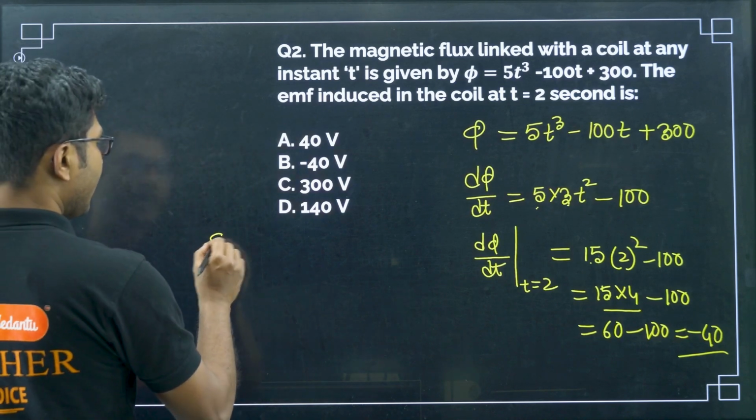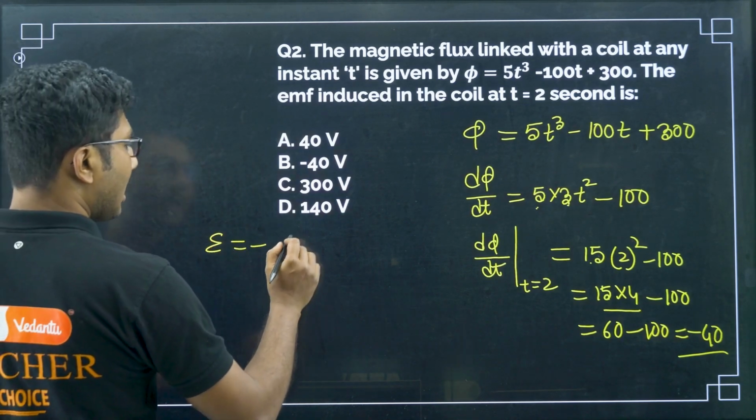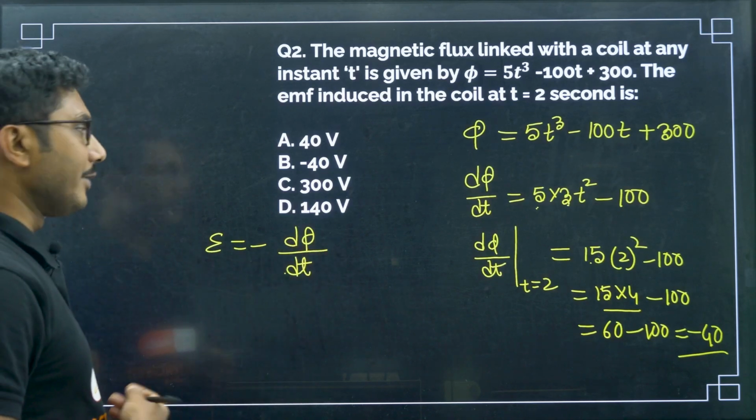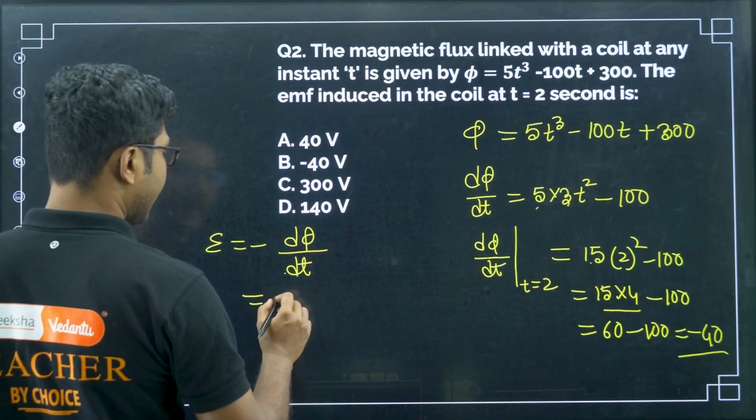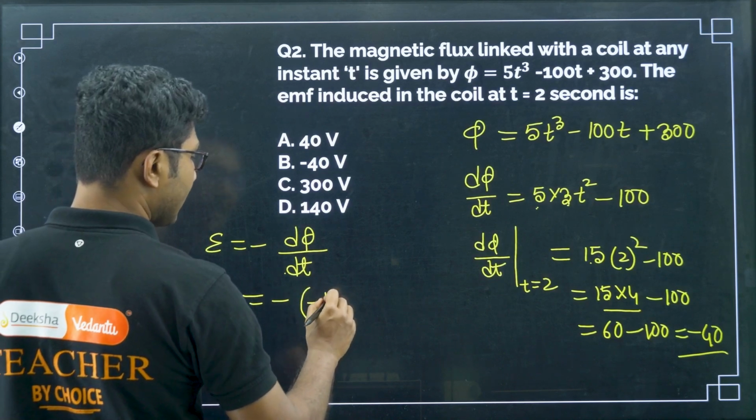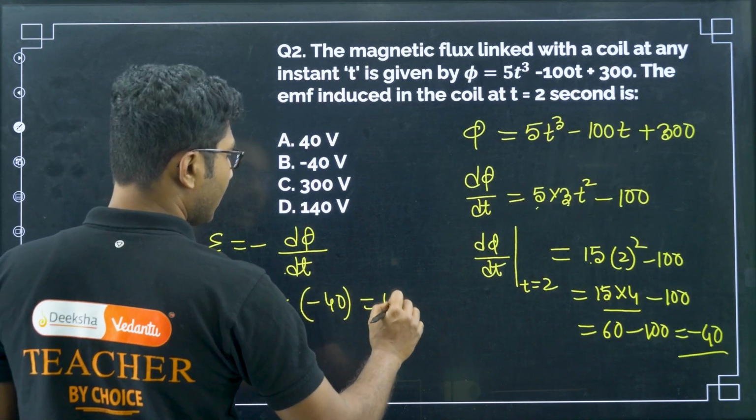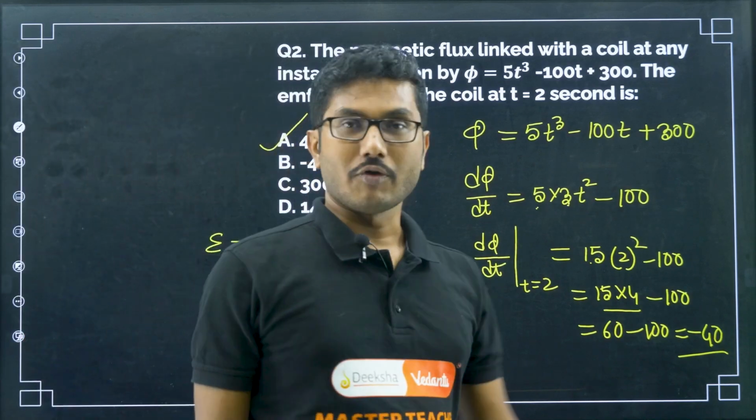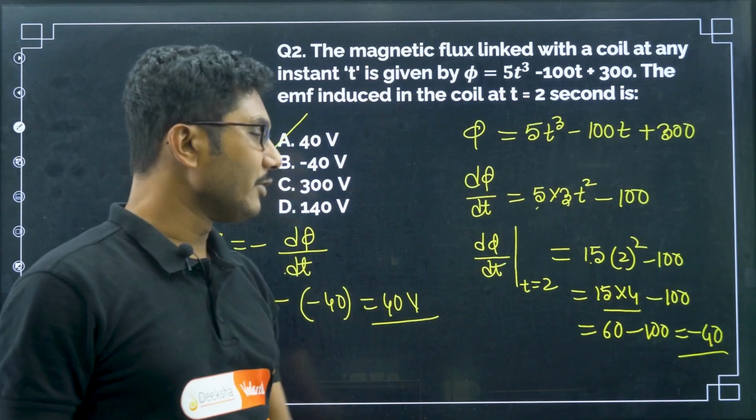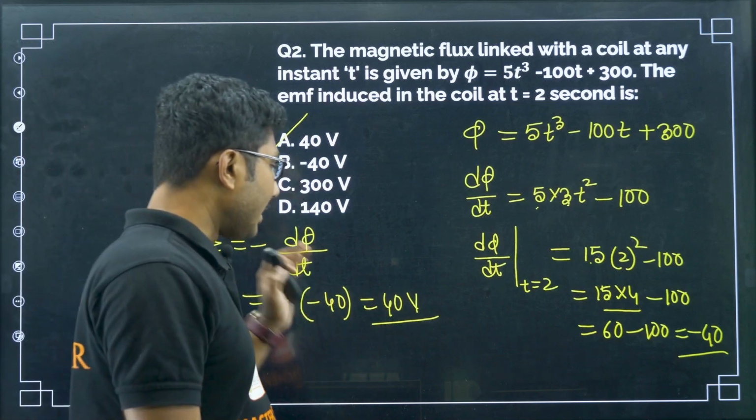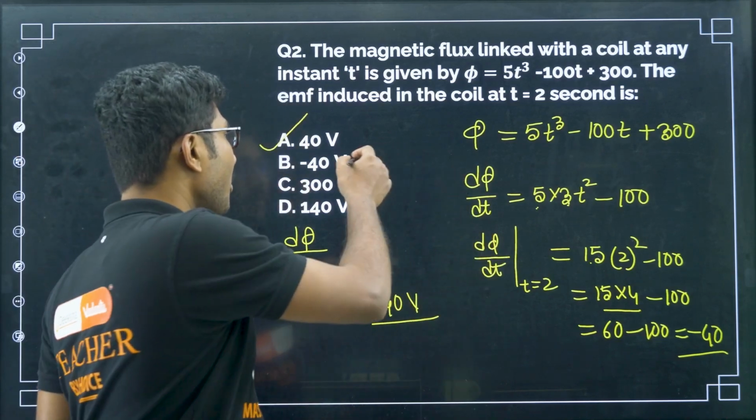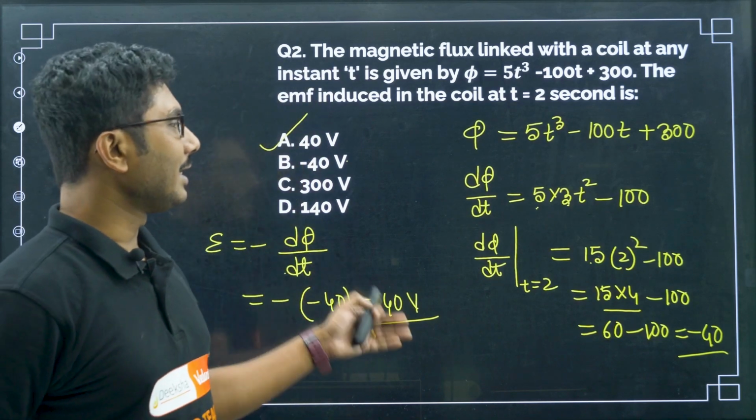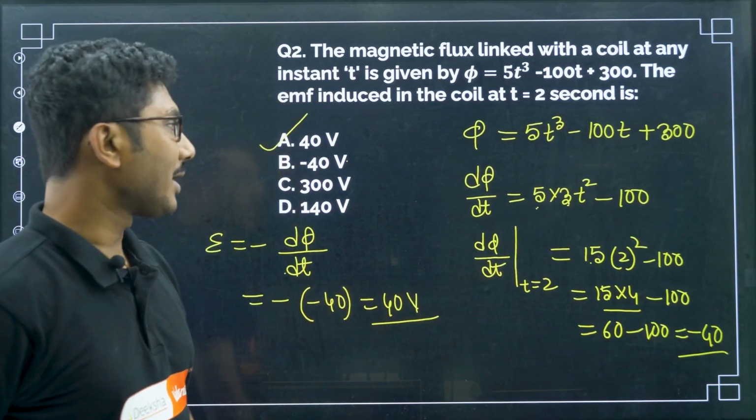Now what is the induced EMF? From Lenz's law and Faraday's law, induced EMF is minus d phi by dt. Induced EMF is the negative of the rate of change of magnetic flux, so it will be minus of minus 40, which is 40 volt. So the induced voltage is 40 volts. If you only solve d phi by dt and forget the extra negative sign, then most probably you will answer option B, which is not correct. The correct answer is plus 40, not minus 40.